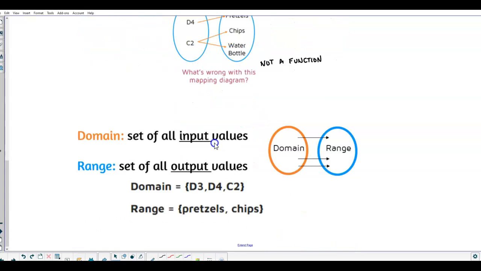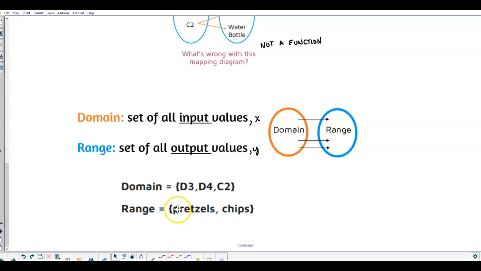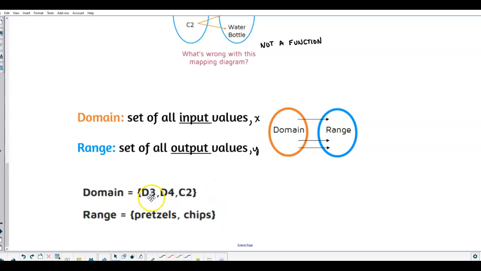Okay, now again, we know that the domain is the set of all input values, and we can also call them x. And then the range is the set of all output values, which is y. So in our example, the domain was the selections on the key that we would select. D3, D4, and C2 would be our domain. And then the range is what we get for the output, meaning pretzels or chips.